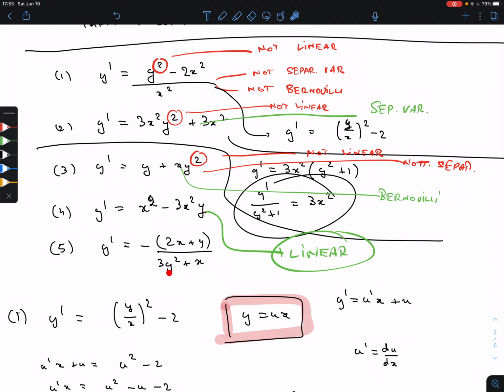So here, if I want to make this y over x, then I have to divide this by x squared. But then I get a 1 over x here, and 1 over x times y over x. So it doesn't work. It's not of that form either.